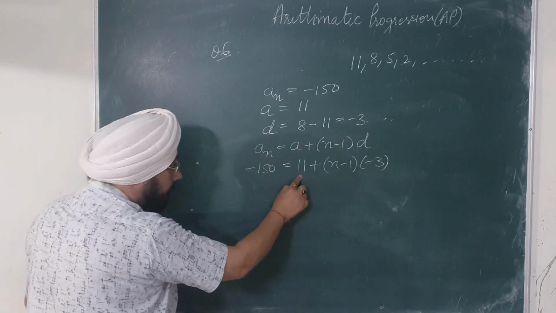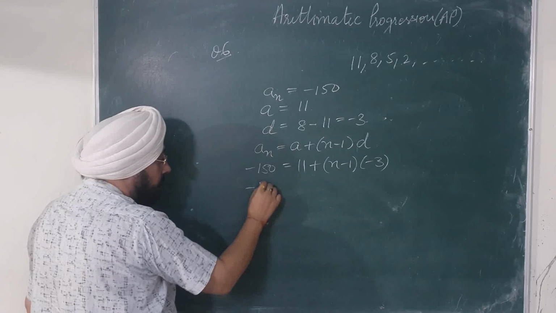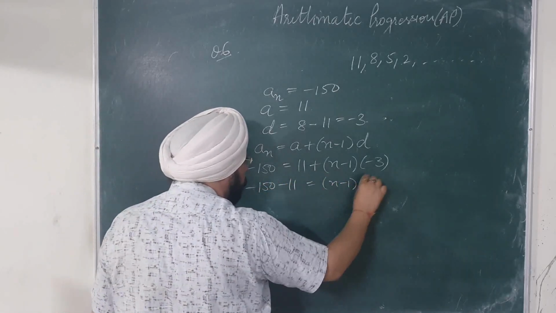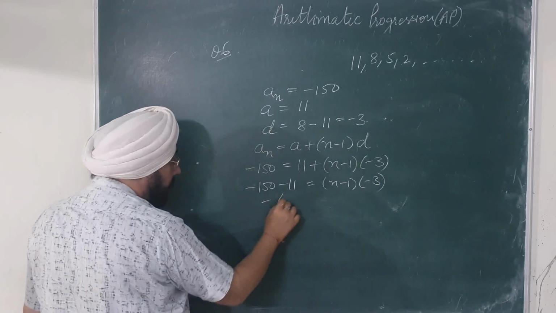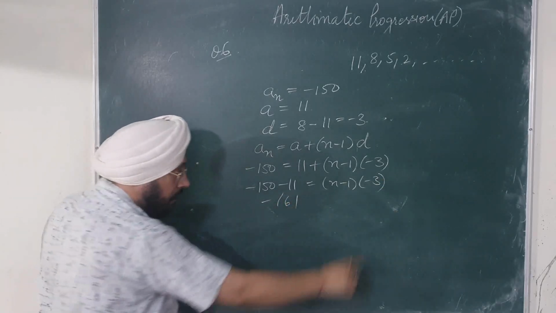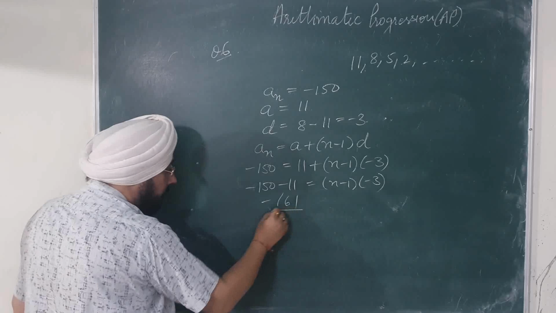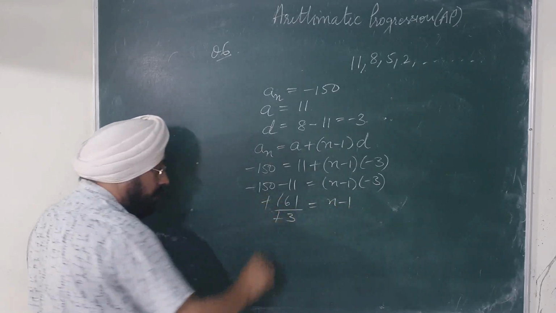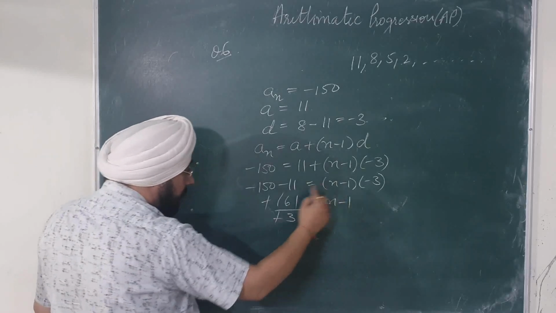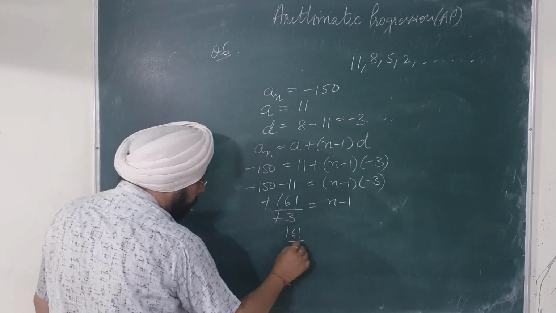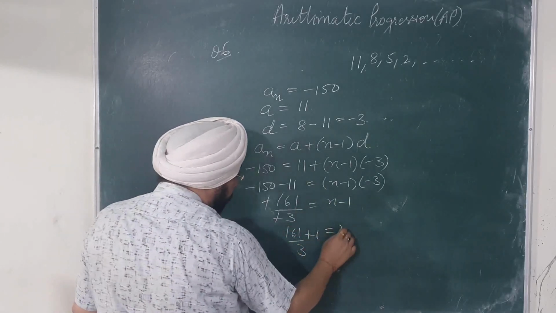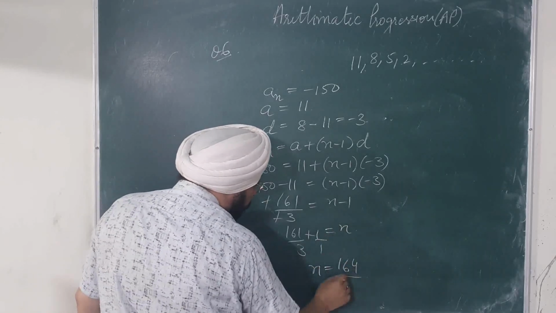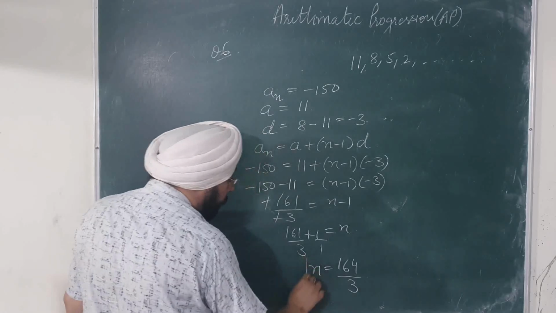So bring this 11 to this side. Minus 150 minus 11 is equal to n minus 1 into minus 3. This becomes minus 161. Bring minus 3 to the other side, so it will be divided. We get n minus 1, minus is cancelled with minus. Bring minus 1 to that side. So by taking LCM, we get n is equal to 164 by 3.